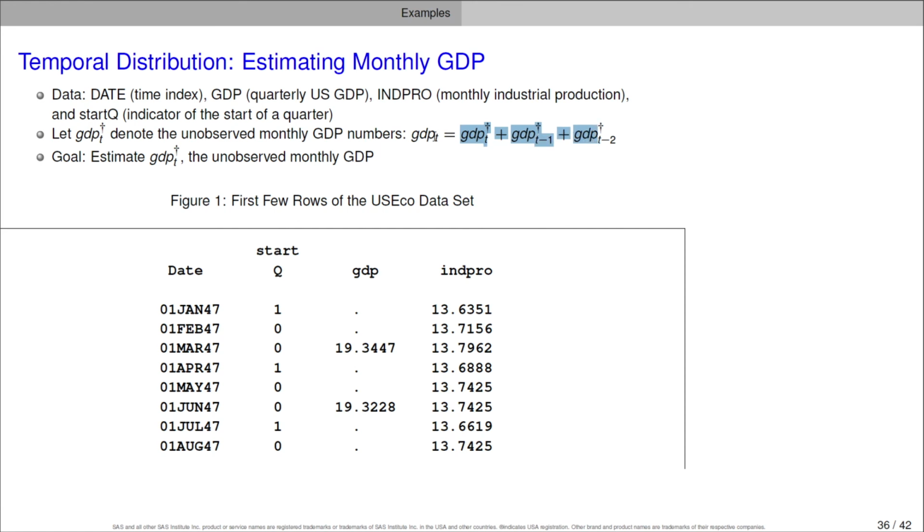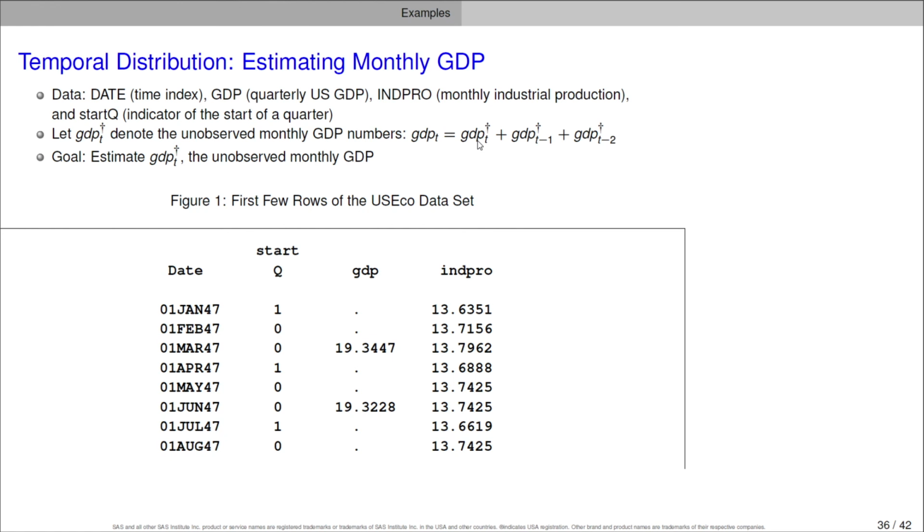So for example, if this is the quarterly GDP published in March, then it should be the sum of March's monthly GDP plus February GDP and January GDP. So January, February, March added together make the quarter ending in March. Okay. So our goal is to estimate these monthly GDP numbers using available information.